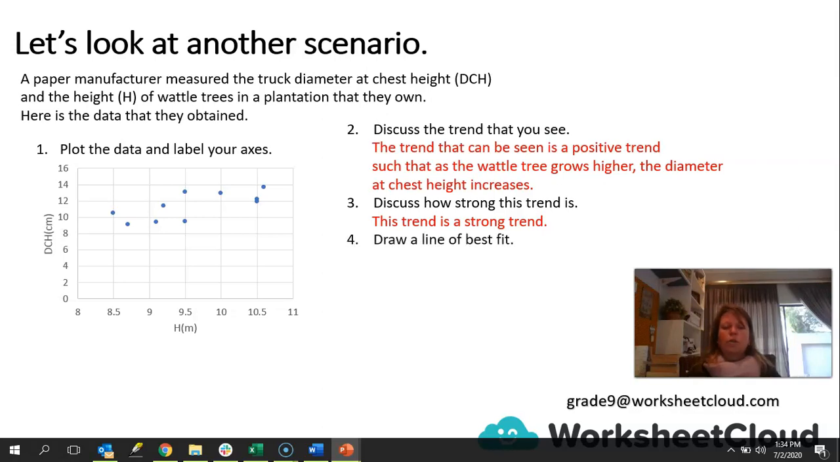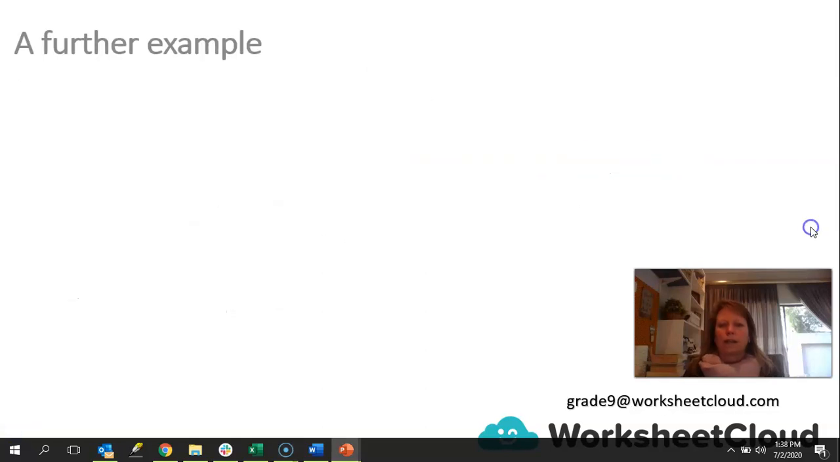Okay, and then draw in the line of best fit, and there we go. There is the line of best fit. All right, and now you can see that it is a positive trend, definitely, and you can see that it is quite strong because the points are quite close to the line of best fit. Right, let's look at another scenario.